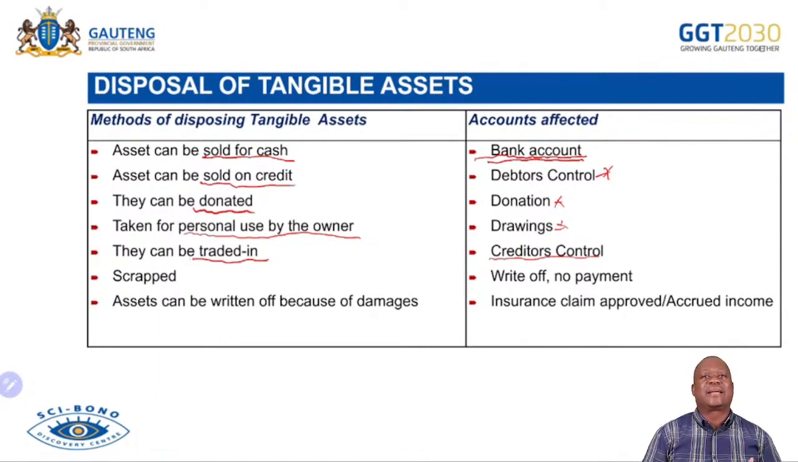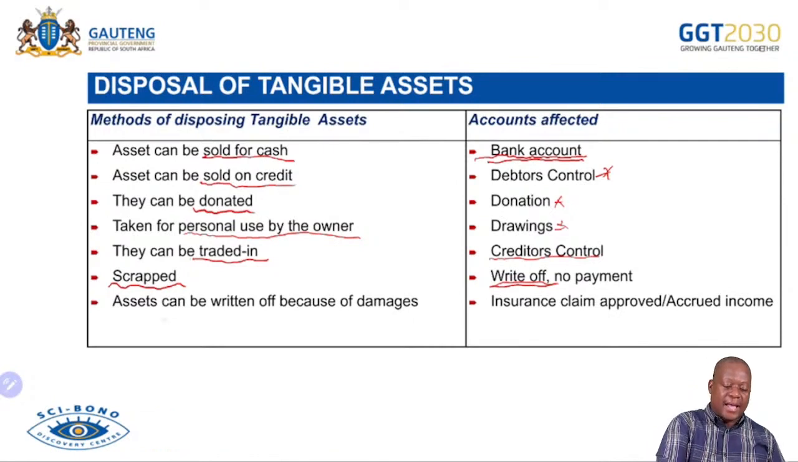Sometimes it is scrapped, it's written off, it's like there is no more value left on this asset. So it's the same as throwing it away. Now in this case, we write off the asset because there is no payment expected or to be received for such an asset. When an asset is scrapped, we are going to write it off.